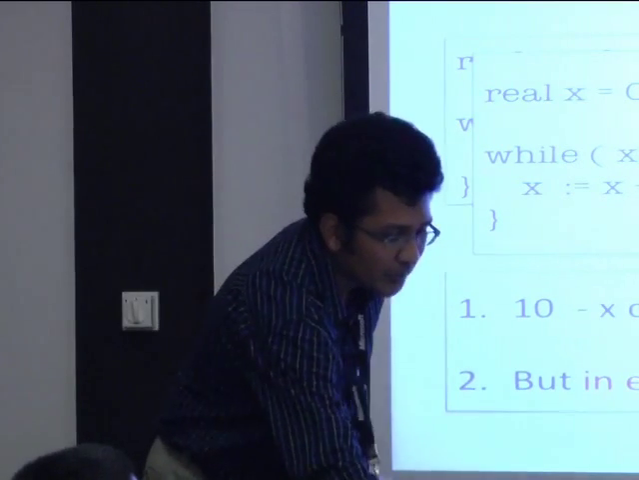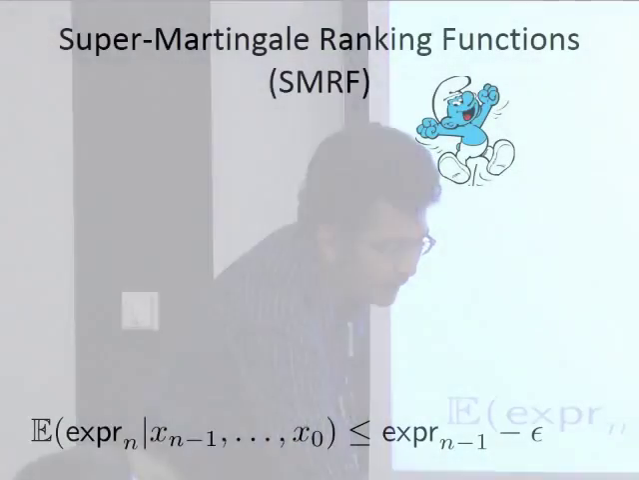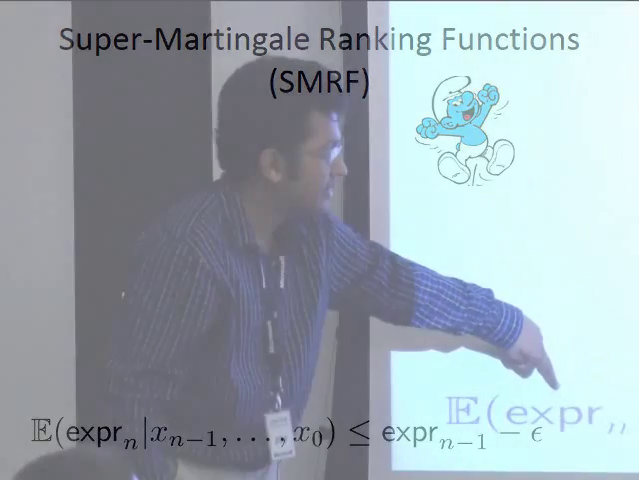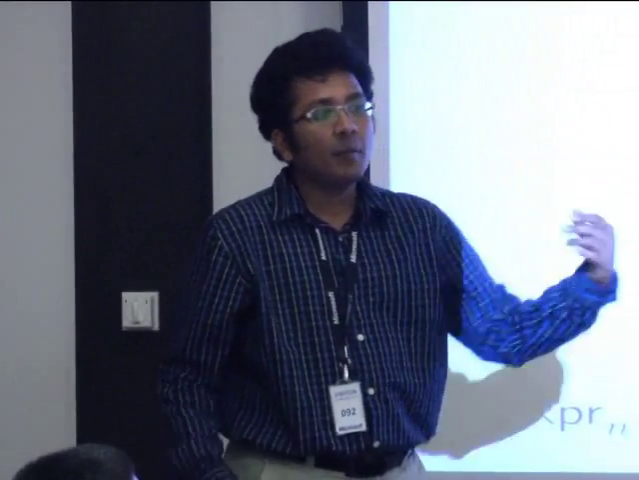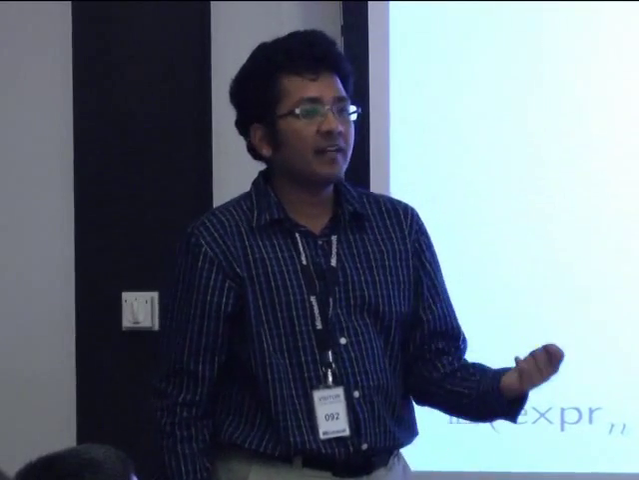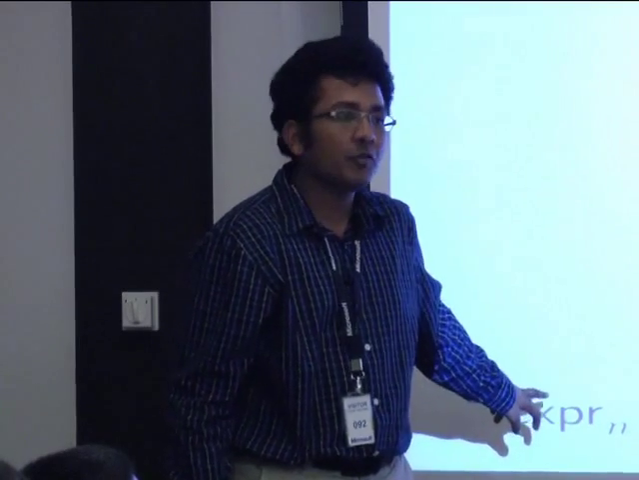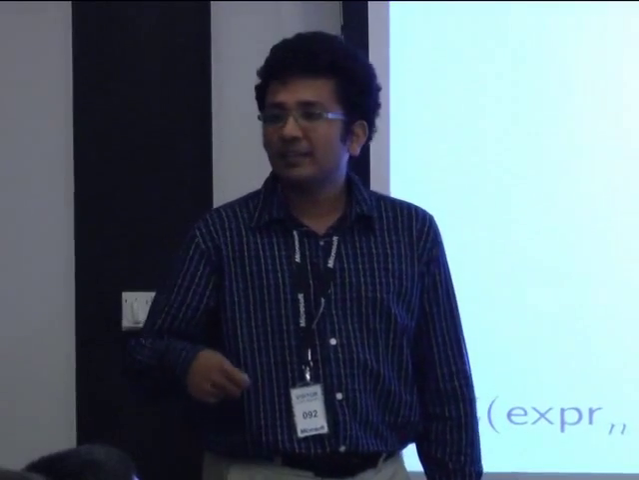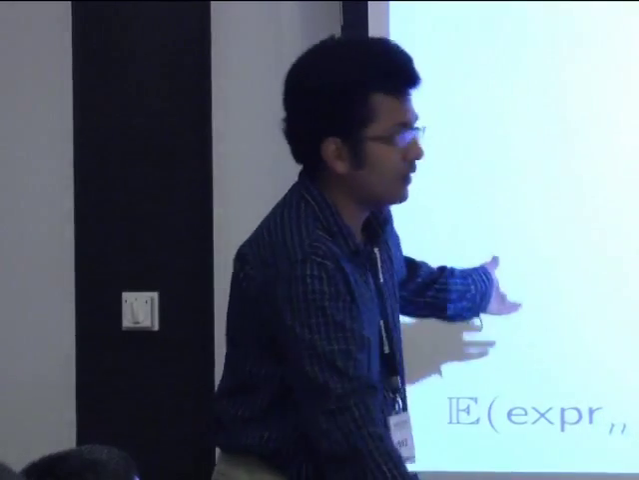So what are we talking about? We are talking about what we call super martingale ranking functions, or SMRFs. The idea is you want an expression such that the expectation of the expression at the nth step is less than or equal to the value at step n minus 1, minus some epsilon. It looks a lot like a ranking function, except that you have an expectation here. If you didn't have the expectation, it would be a ranking function, but there is an E here, which makes it a SMRF. And it's also a super martingale. That's why I call it a SMRF.